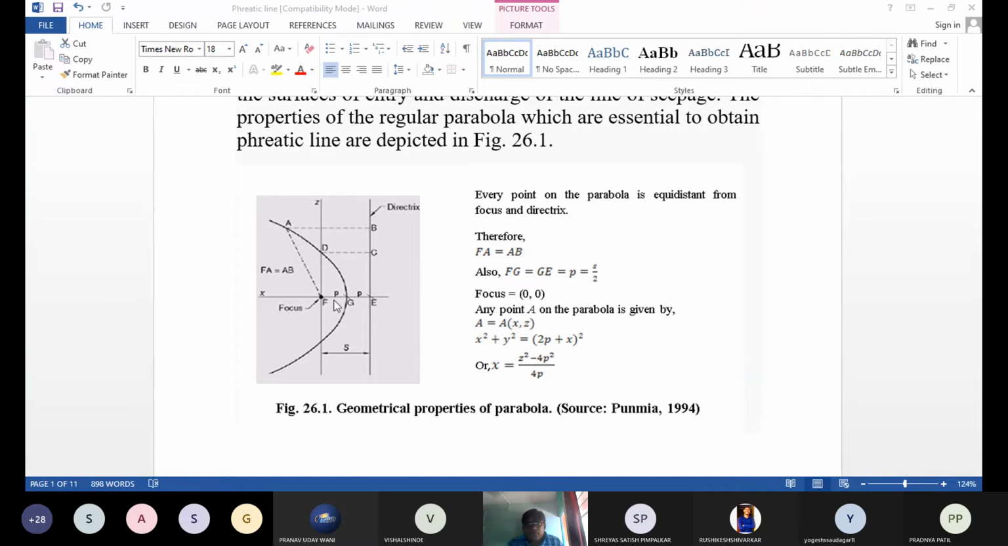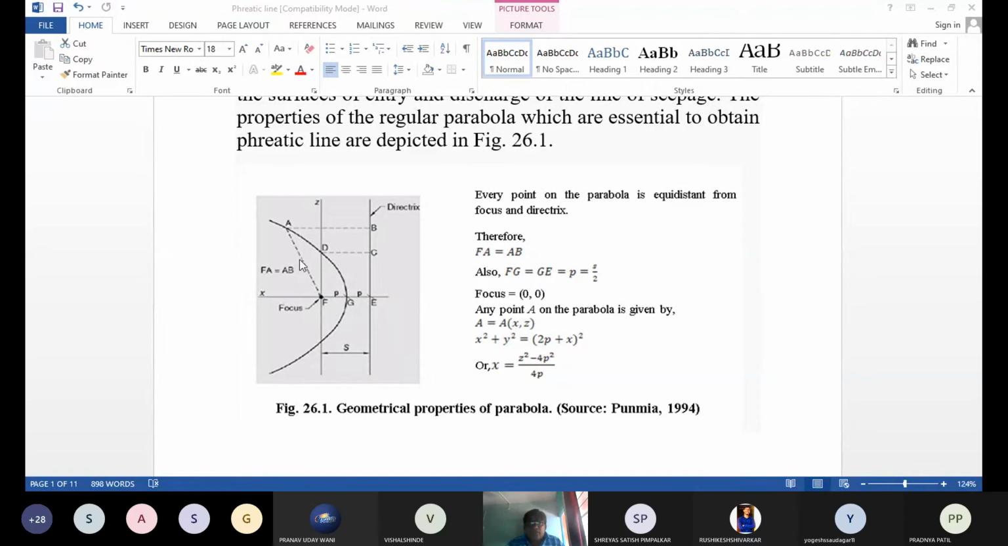Therefore this phreatic line is located at the point G which intersects the filter, and the distance from the focus to G, and to the point E where the directrix intersects in this horizontal direction. Therefore FG is equal to GE, and this p is nothing but s by 2. So the distance from the focus to the directrix, within the section of the dam, particularly in the embankment, is called s here. And the focus point has the coordinates 0, 0.